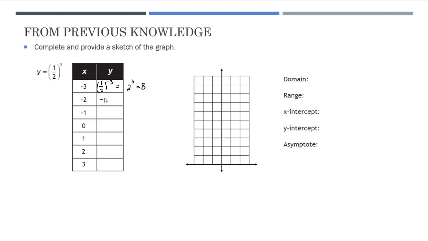And then we'll have 1/2 to the power of negative 2. Again, reciprocate, so you get 2 squared, which is 4. And then finally, 1/2 to the power of negative 1. And that's going to be reciprocated to 2, which is just 2. Now, 1/2 to the power of 0. Anything to the power of 0 is just 1. And then we have 1/2 to the power of 1 is 1/2. 1/2 squared is 1/4. And 1/2 cubed is 1/8.